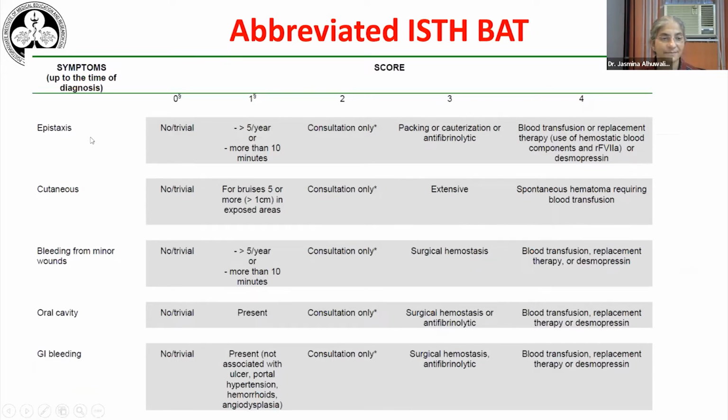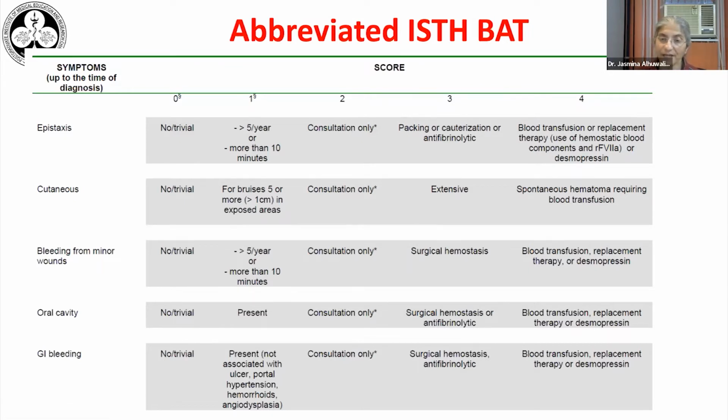This has the symptoms shown on the left side and the score shown in the heading. As you can see, if there is no bleeding or trivial bleeding, the score is 0. If the bleeding is severe enough just to cause a consultation, then the score is 2. And if any transfusion therapy is required, then the patient gets a high score. So based on the scores, one can decide whether there is a significant bleeding disorder or not and investigate accordingly.